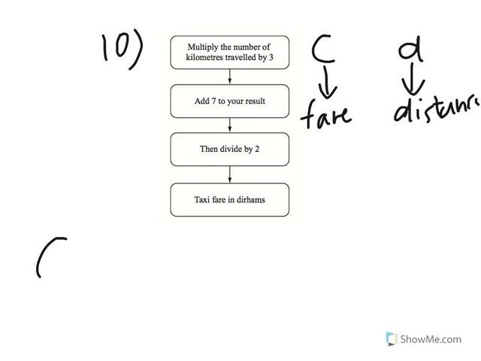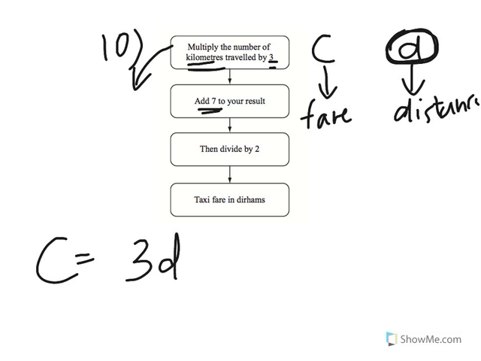So C is equal to, so let's deal with the first part. You multiply the number of kilometers traveled, D, by 3. So you take the distance, which is pretty much the number of kilometers, and multiply that by 3, so you get 3D. Then you add 7 to your result, so you get plus 7. Then you divide the whole answer, not just 7, by 2. And that'll be your taxi fare in dirhams. So this is your formula.